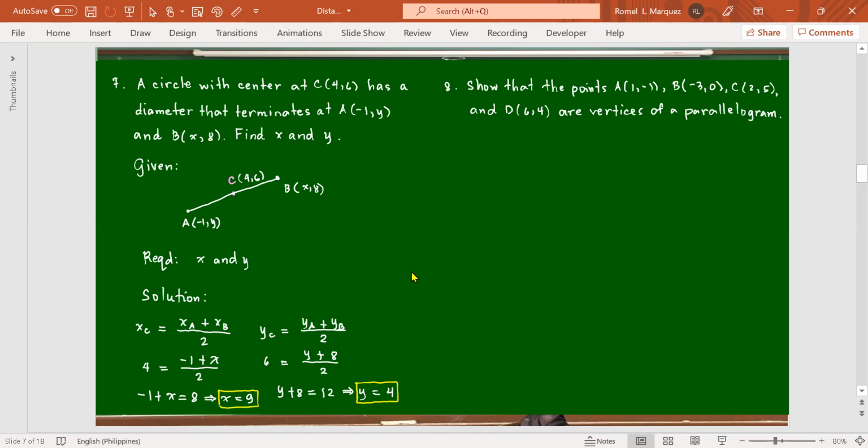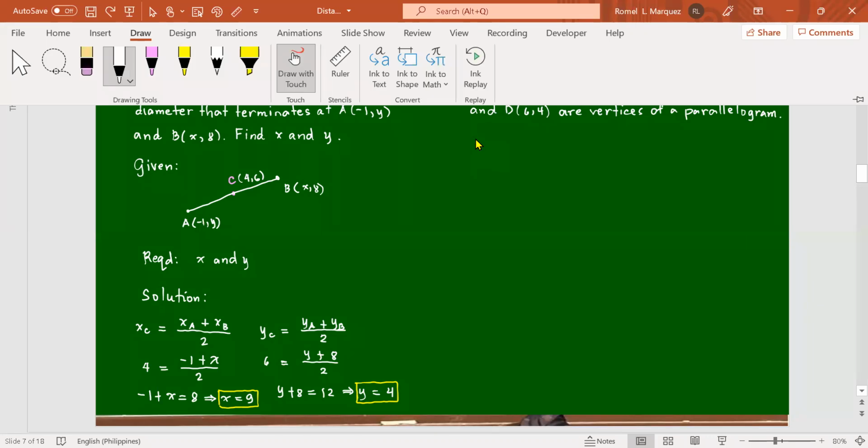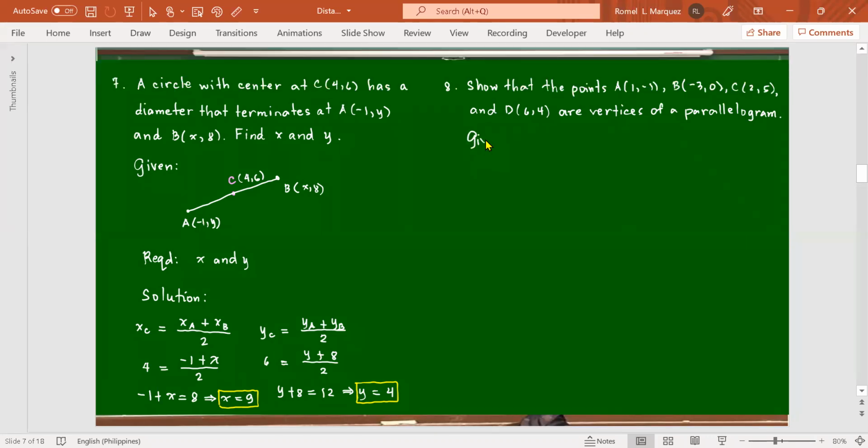What if I do not want to use distance formula? I want to use this time midpoint in proving this. Guys, what theorem are we going to use that will guarantee that this is a parallelogram? Guys, children, anyone?